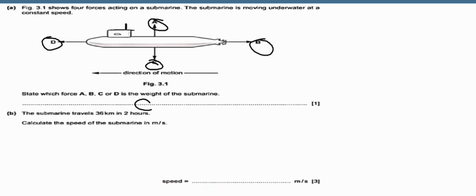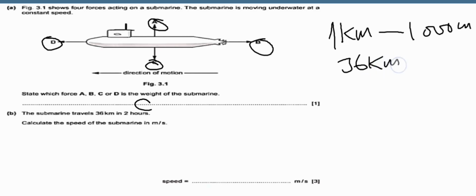So we need to convert distance, which is 36 kilometers, into meters. Now 1 kilometer makes up 1,000 meters. So if I put 36 kilometers here, then I multiply it with 1,000 meters, I'm going to get 36,000 meters. So this one is our distance.